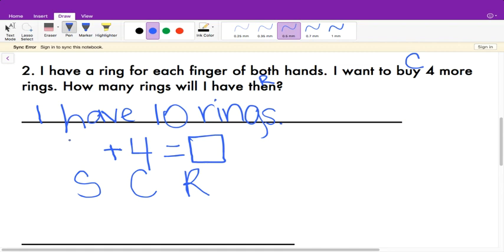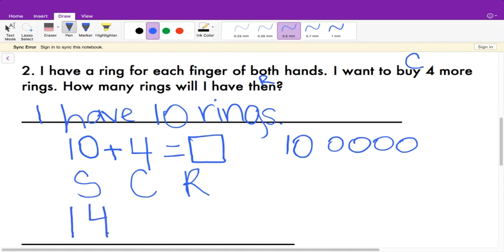Okay, so then we know that's the start. So our equation is 10 plus 4 equals box. Now we can draw our picture. So we're going to start with 10 and we'll count up by 4. 1, 2, 3, 4. 10 plus 4 is 14.